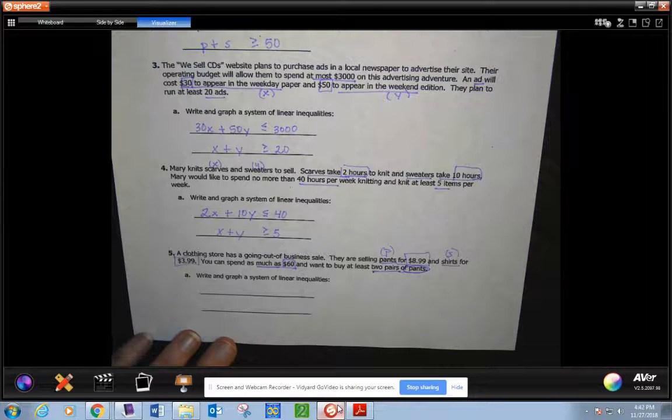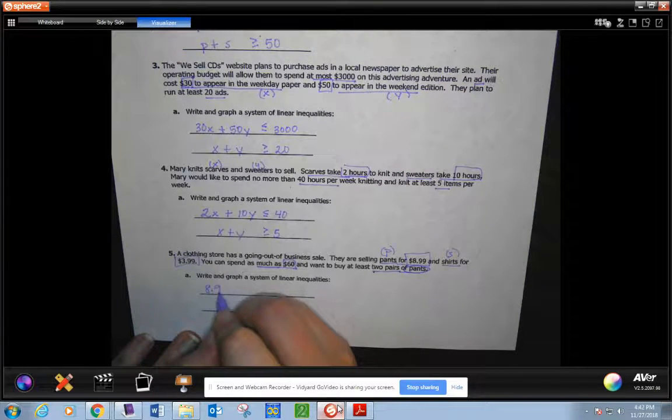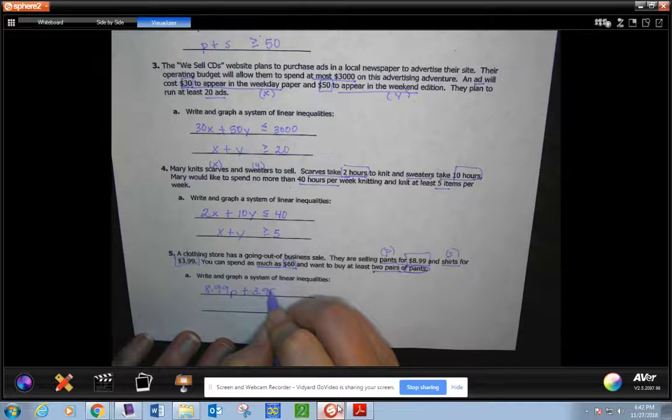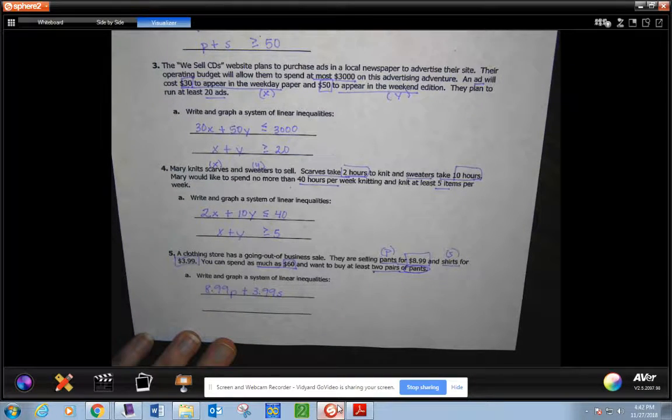Okay, money with money. It's $8.99 for a pair of pants plus $3.99 for a shirt, and I can only spend $60. Since I can only spend 60, I cannot go over that. I must be less than or equal to 60. Now, your second equation is a little bit trickier because they're only talking about pants. They didn't say anything about buying shirts. They don't even care if we buy shirts. They said they just want to buy at least 2 pairs of pants.